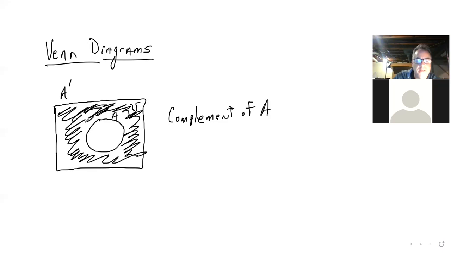And what am I shading? Everything outside of A, but still in that universal set. I know I kind of went outside the lines there; it's just because I'm not much of an artist. That's what we call a Venn diagram. We will do more with these on Thursday, and then also on the following Tuesday.